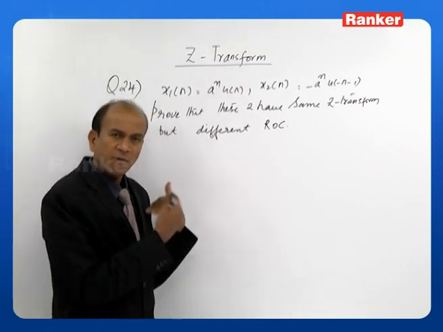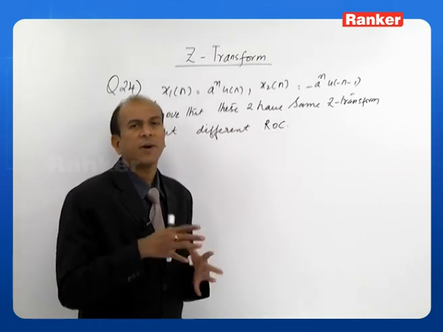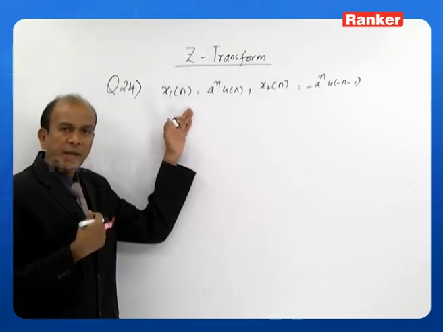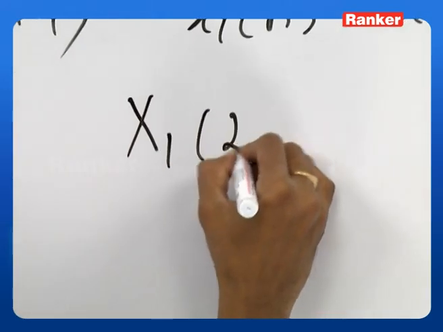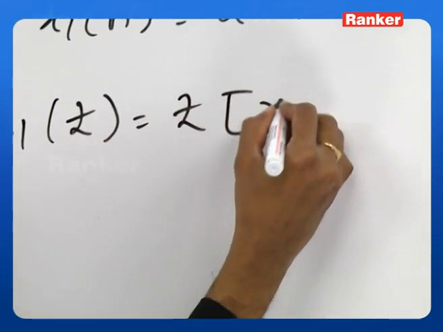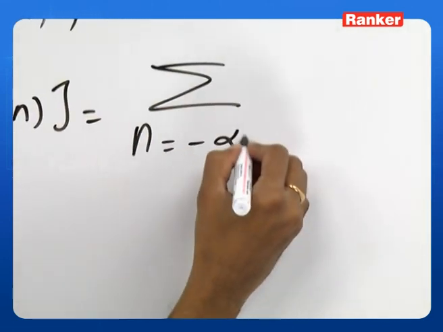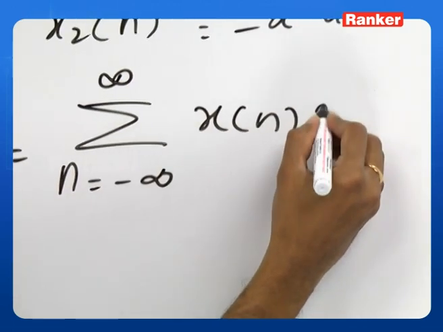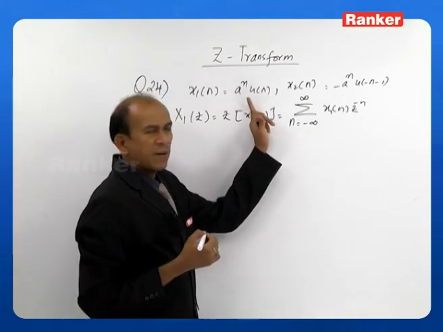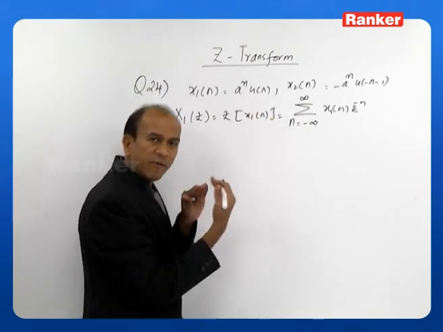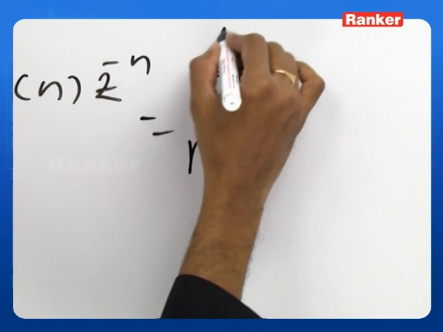So to prove that, let us first find x1 of z and x2 of z, and see what exactly the Z transforms are. Are they the same? Then we'll see what the different ROCs are for them. Okay, let x1 of n have a Z transform x1 of z. So how do I get x1 of z? x1 of z is nothing but the Z transform of x1 of n, that is equal to the summation from minus infinity to plus infinity of x of n z to the power of minus n. But in our case, the function is existing only on the right hand side, so it will be from 0. So I can write the summation as n is equal to 0 to infinity.